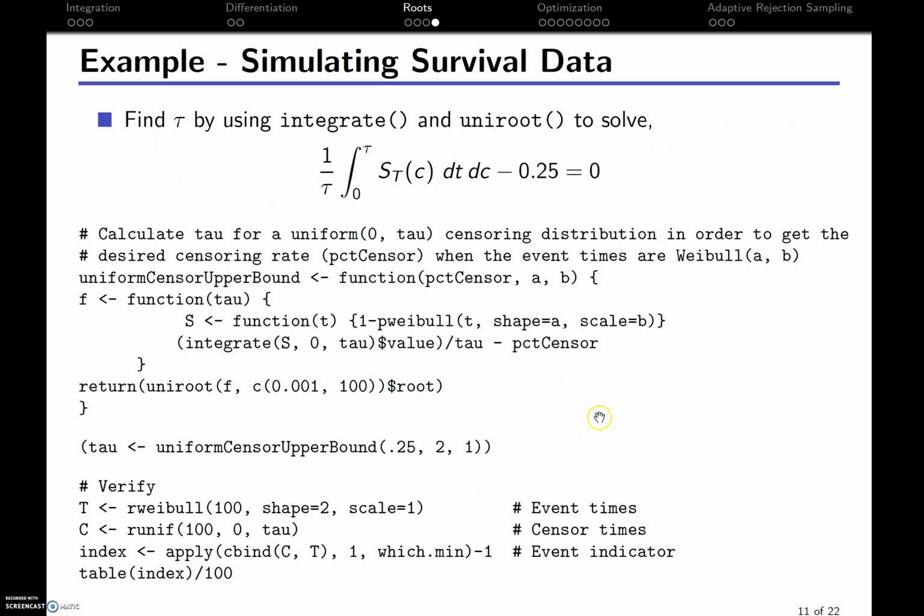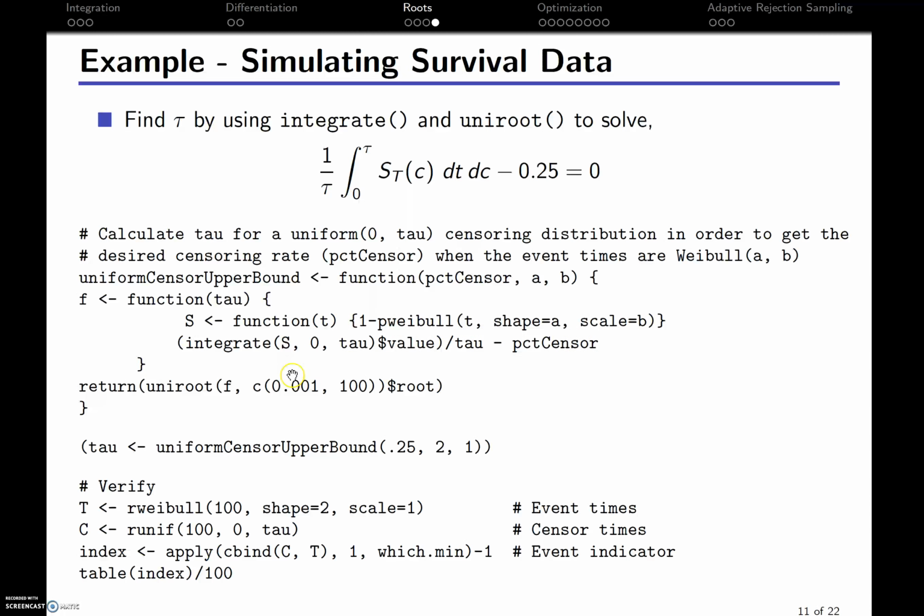Okay, so we're going to need to first use the integrate function, which we've already gone over, and then the uniroot. So we're going to make use of both here. First we use the function here. Notice S is going to be defined as a function of T, okay? 1 minus the cumulative distribution function of the Weibull with A and B set, and it's a function of T. Don't worry too much where this comes from. You need to know a little bit about survival modeling to know it. Just know that this is a function of T here.